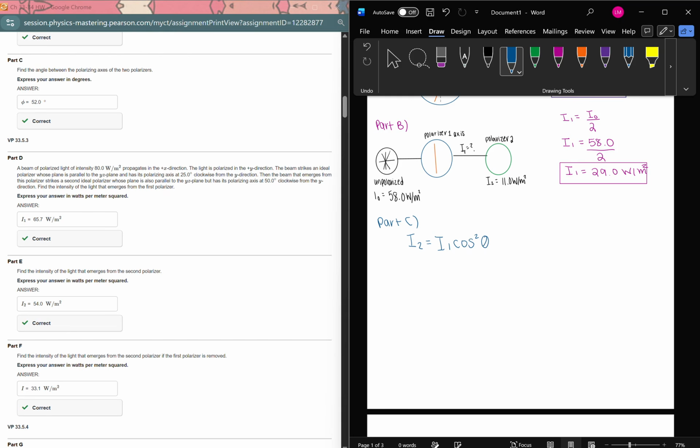Okay, let me explain it. I2 is the intensity after the second polarizer, I1 is the intensity after the first polarizer, and theta is the angle between the transmission axes of the two polarizers, measured in degrees. I'm going to use that law because the light entering the second polarizer is already polarized. So we're going to solve for it by substituting everything.